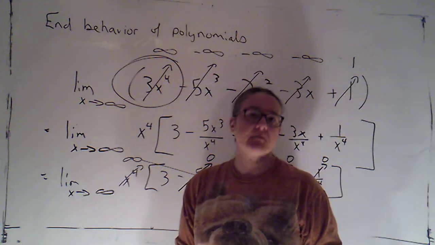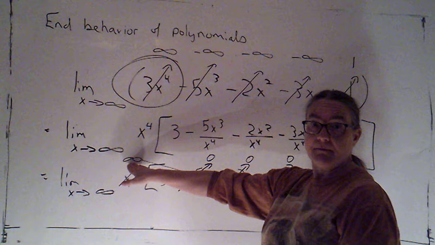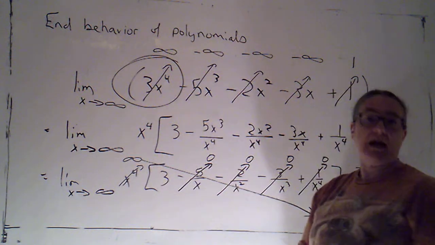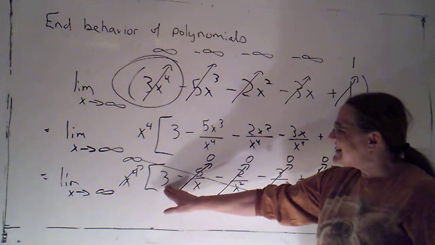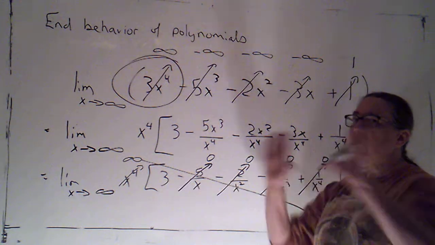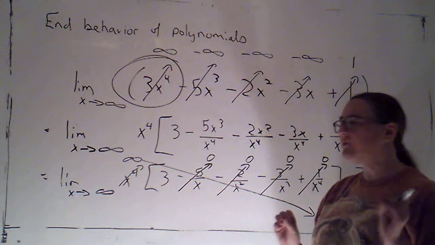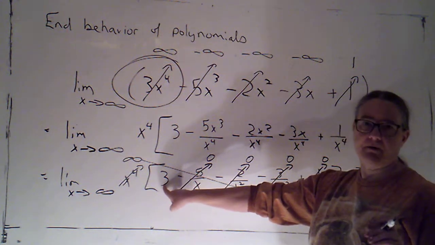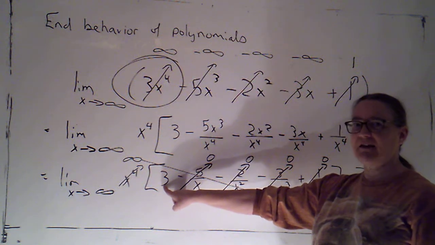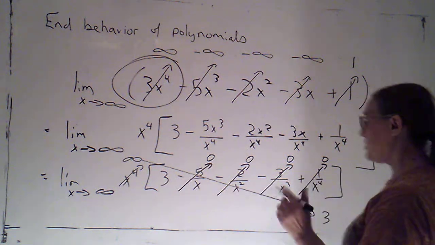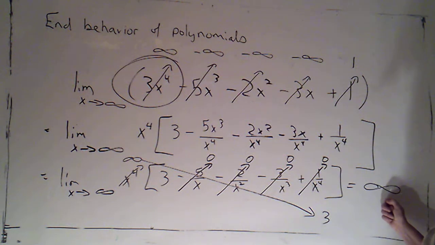But we can use some common sense. I can say, I've got something that's big and positive. I'm going to multiply it by something that's close to 3. The size of this number is only going to affect how fast this thing gets big. What I'm looking at is the sign of the number. If it's negative, it's going to reverse the behavior. If it's positive, it's going to preserve it. So this whole thing is going off to infinity.